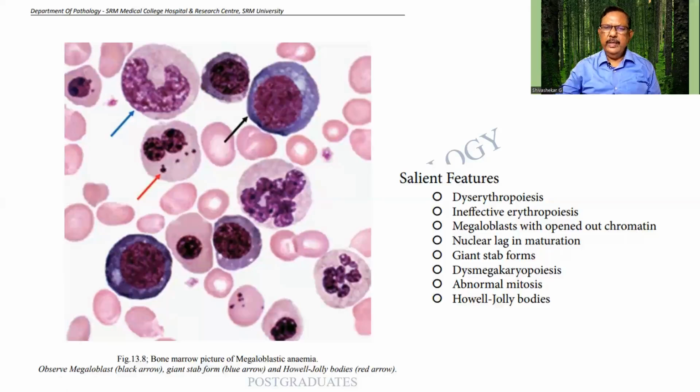So what should we see? The dyserythropoiesis, ineffective erythropoiesis, megaloblast with the opened out chromatin, nuclear lag in maturation, giant stab forms, sometimes abnormal megakaryopoiesis, abnormal mitosis, and Howell-Jolly bodies. Look at these Howell-Jolly bodies.